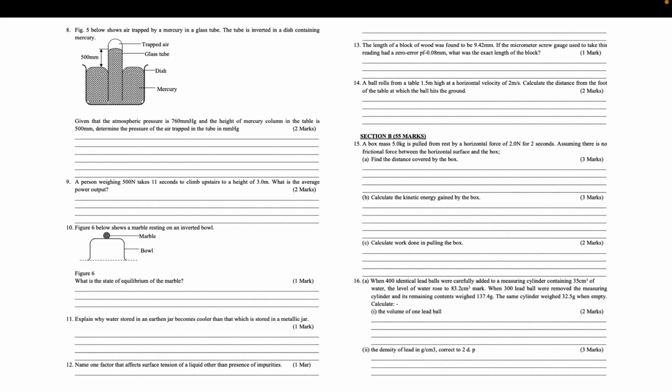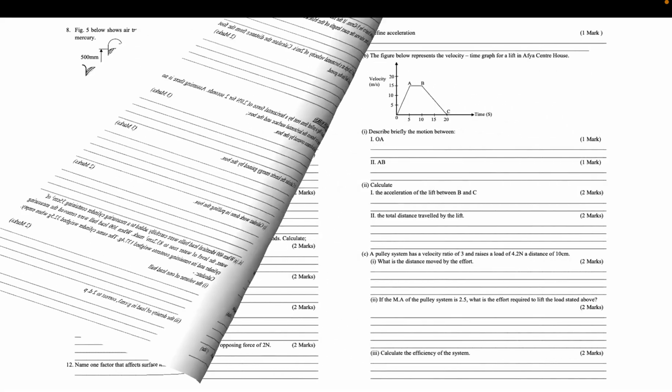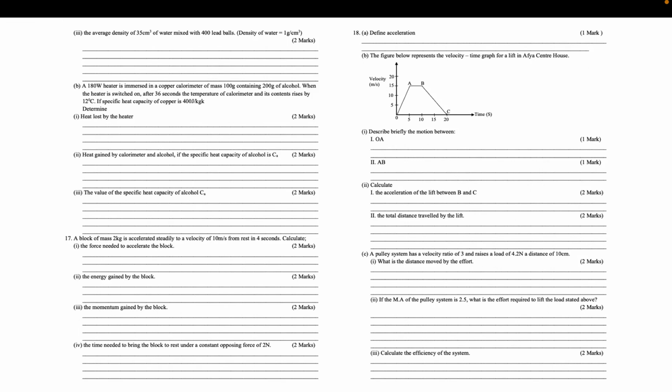(a) When 400 identical lead balls were carefully added to a measuring cylinder containing 35 cc of water, the level of water rose to 83.2 cc mark. When 300 lead balls were removed, the measuring cylinder and its remaining contents weighed 137.4 g. The same cylinder weighed 32.5 grams when empty. Calculate: (i) The volume of 1 lead ball. 2 marks. (ii) The density of lead in gram per cc, correct to 2 decimal places. 3 marks.